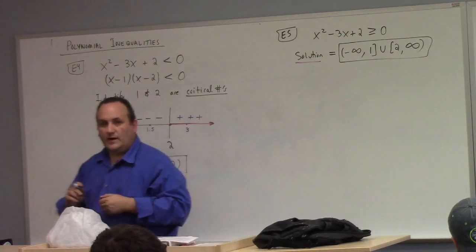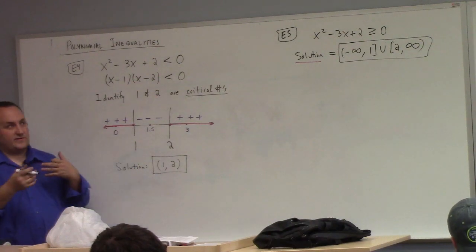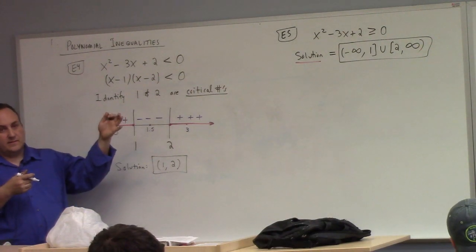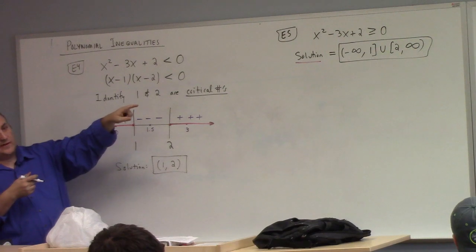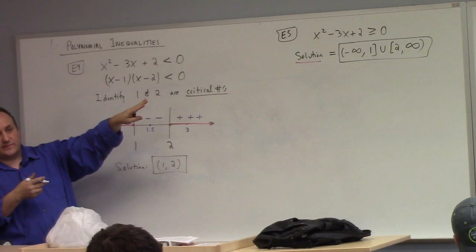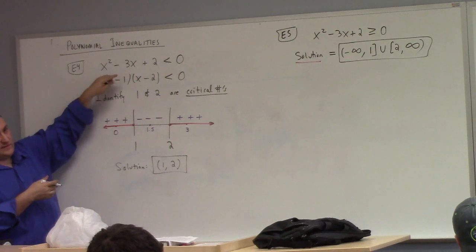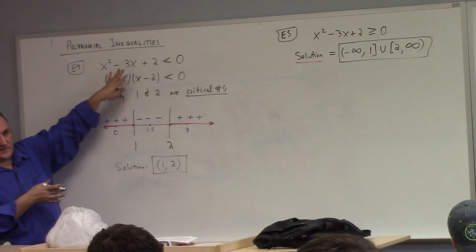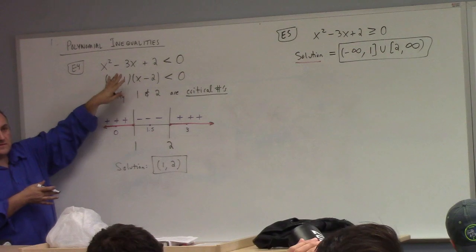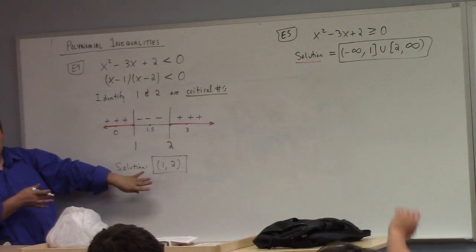Do you notice I included the critical numbers in example 5? Why? Because we're solving greater than or equal to 0. Equals to 0 is something we're interested in. Here, we have excluded 1 and 2 because we're not solving equals to 0. We're solving strictly less than. So that was it.